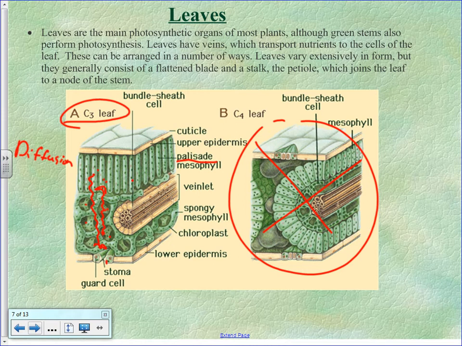All right, so you've got your palisade layer, your spongy layer, and then your epidermis. That's this layer of cells on the top and bottom. Their job is to secrete the waxy cuticle. And in most C3 plants, stomates are only found in the lower epidermis. Why would you only have stomates on the bottom side of a leaf?